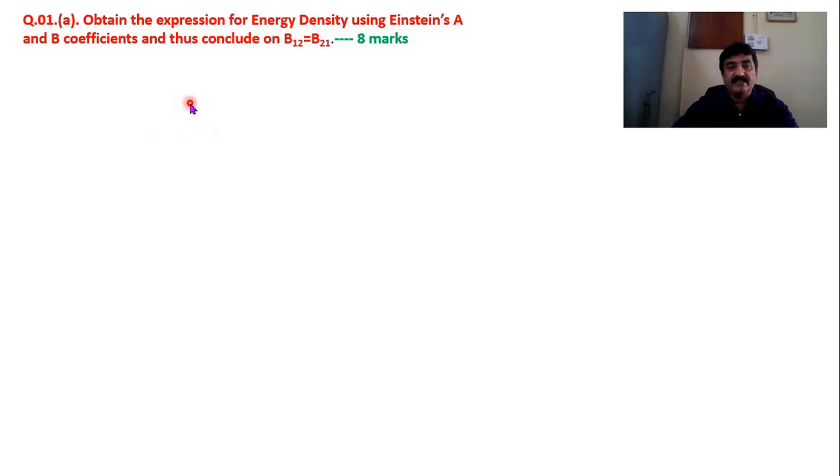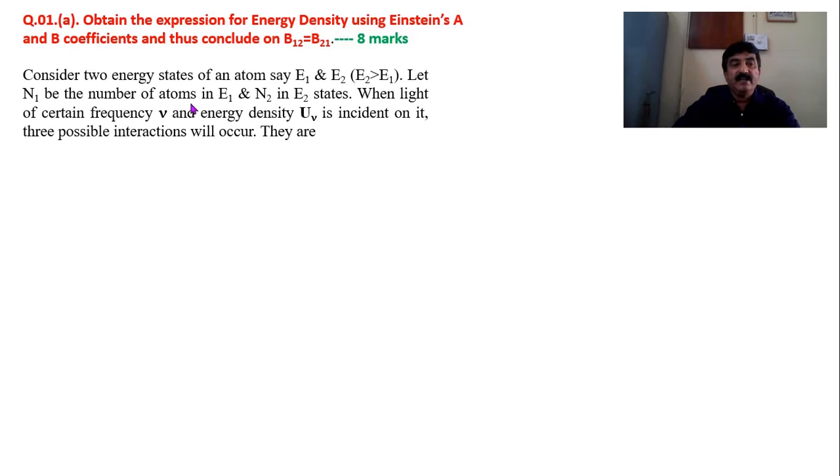So this is in the laser chapter. For the answer, first you have to explain the interaction of radiation with matter. So you start like this. Consider 2 energy states of an atom, say E1 and E2. E1 is the ground state, E2 will be the excited state. Therefore, E2 is greater than E1. Let N1 be the number of atoms in E1 and N2 be the number of atoms in E2 states. When light of certain frequency nu and energy density U nu is incident on it, 3 possible interactions will take place.